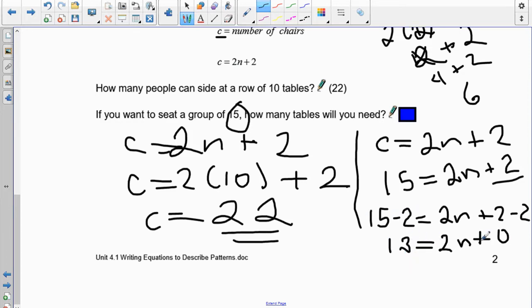All right. Now this is just going to disappear. So now we have 2n = 13. In order to get rid of the 2, I've got to divide both sides by 2 to keep my equality. So these cancel, leaving me with 1n, and 13 divided by 2 is 6.5.